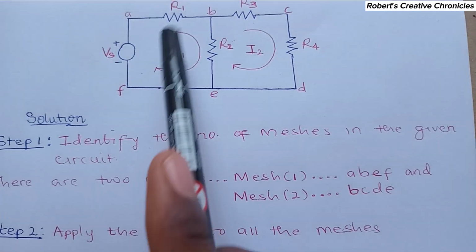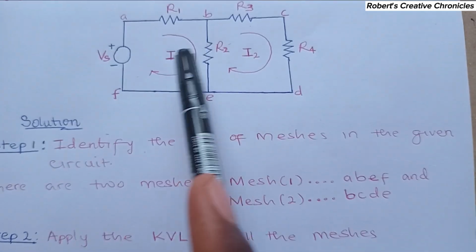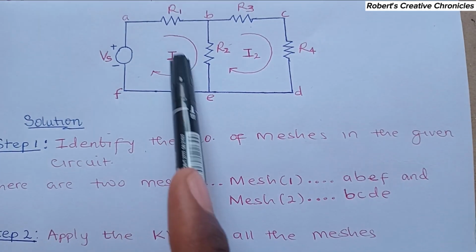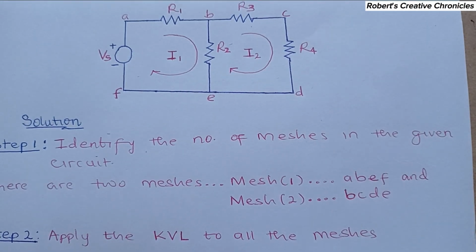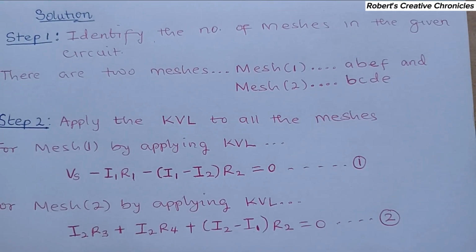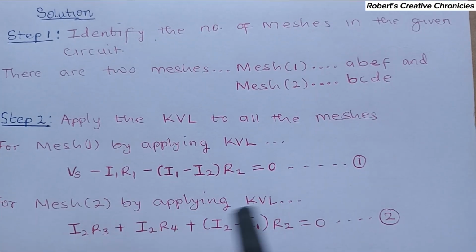The value of voltage in this resistor R1 is the product of current times resistance. That is V is equal to IR from Ohm's law. So that is I1 R1, and it's negative.